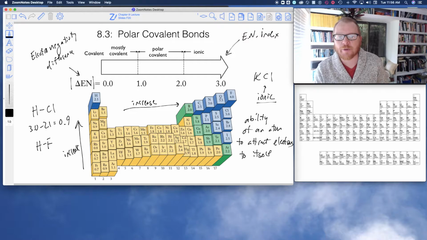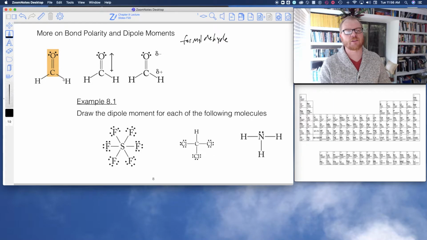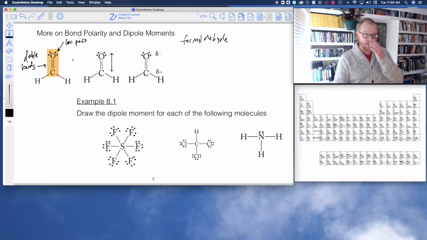But now if you look at carbon and oxygen, that's big enough. A difference of 1.0 puts it right on the border, but carbon and oxygen is a big enough difference to be polar. You also notice that in this Lewis structure, there's a double bond between carbon and oxygen. We'll talk about how we make double bonds soon. We also notice that oxygen has lone pairs. We'll talk about how we can predict that.